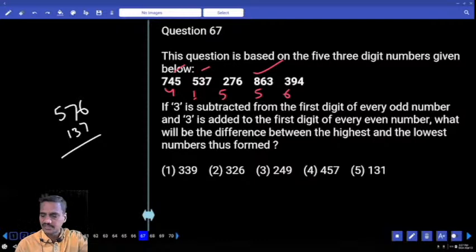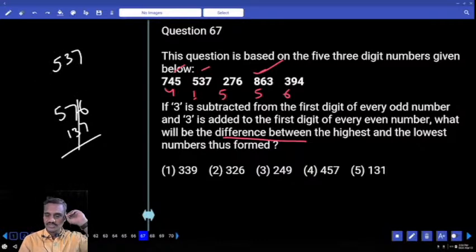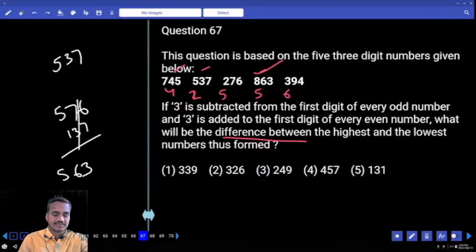Now, subtracted from the first digit of every even number. What will be the difference between the highest and the lowest numbers thus formed? Then tell me, what is the highest number we have? 563, and here 537. Which is the highest? 563 is the highest number. And the lowest one is how much? Lowest one is 237 or 137? 237, because 2 is subtracted.